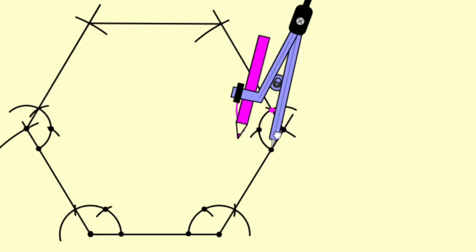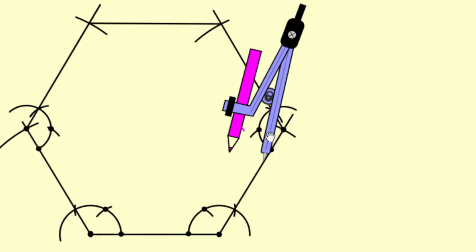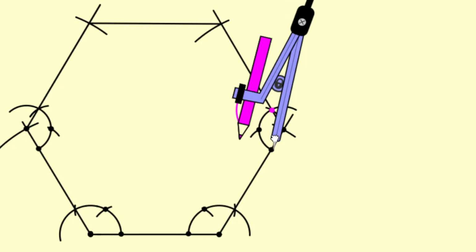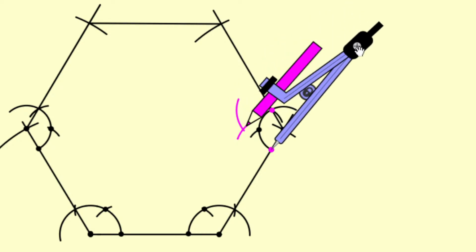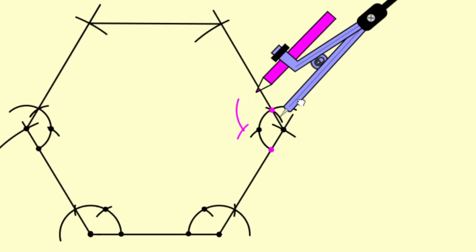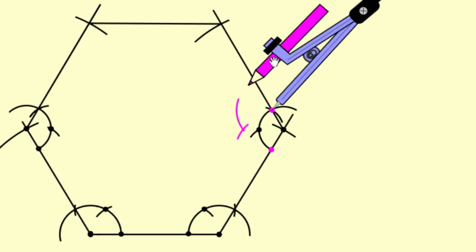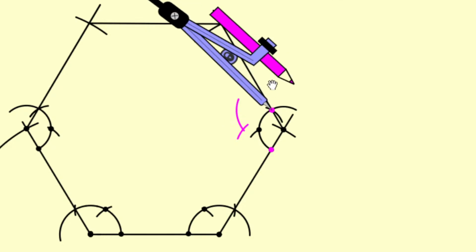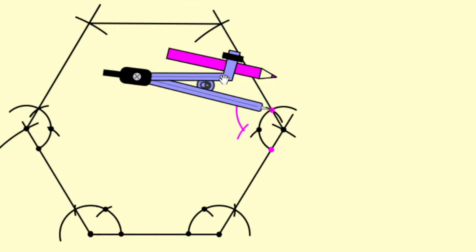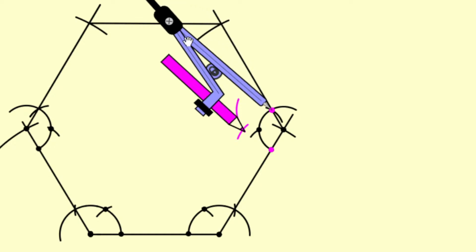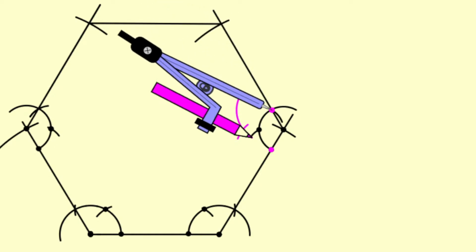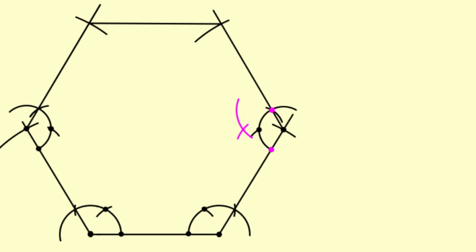Now you have to keep your compass at the other end point of the angle and, with the same radius, draw the arc. You can see both the arcs are cutting each other. If they don't cut, you can extend the arc. Like here, I'm just going to extend it. Now you can see they are cutting each other.